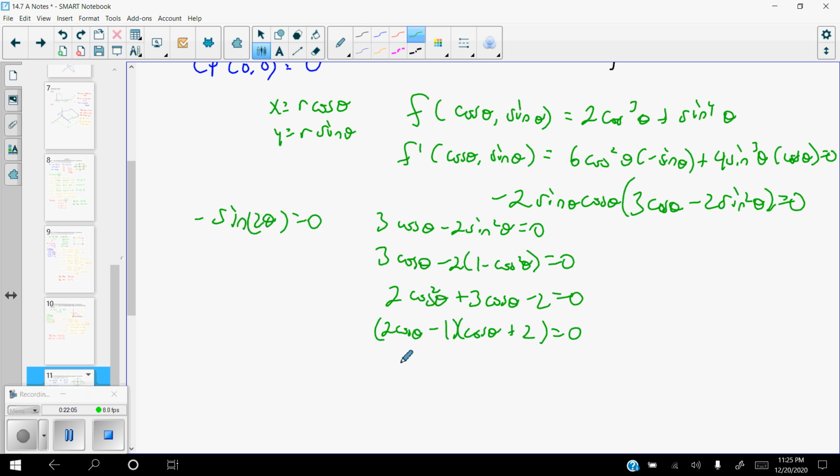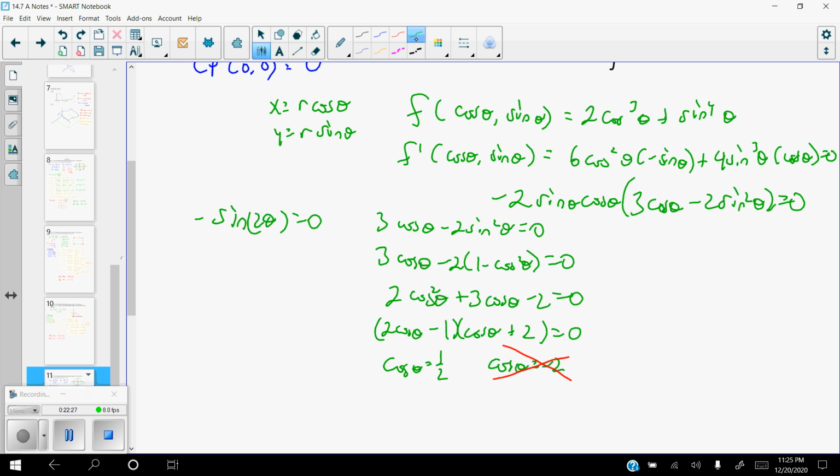So from the first parentheses there, you get that cosine theta equals 1/2. From the second parentheses, you get cosine theta equals -2. Hopefully you all realize that that is extraneous because cosine will never equal -2. So that part doesn't even give us anything. So now we're ready to go ahead and solve this.